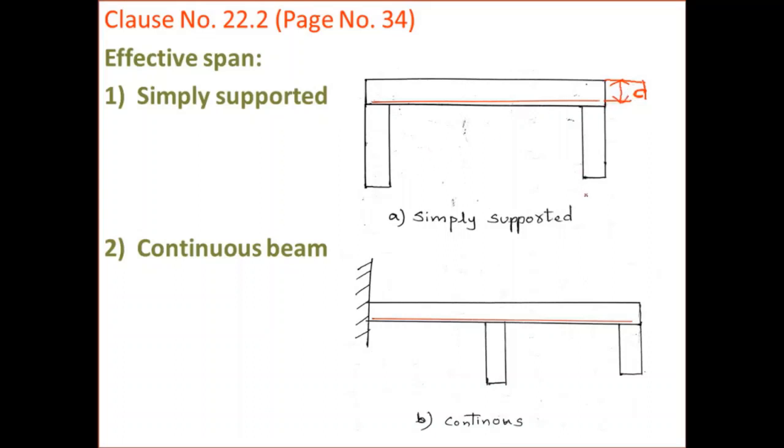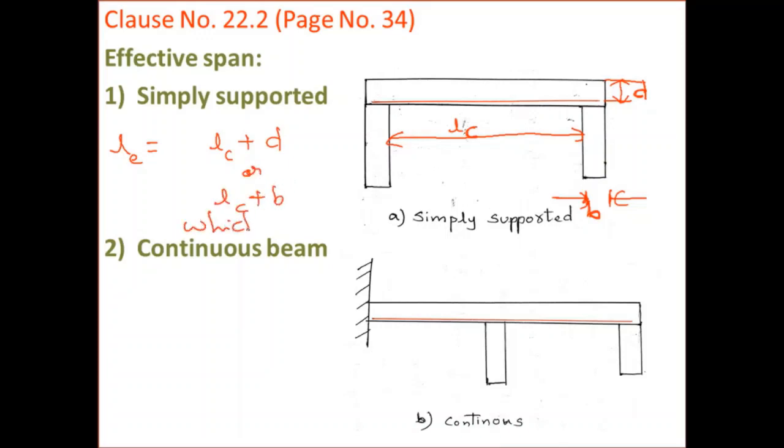And whatever the support width is there, let us say that as small b. Support width I am considering as small b and effective depth I am considering as d. And whatever this distance is, that is the LC, the clear span. Then in this case, effective span LE equals LC plus D or LC plus B, whichever is less we have to take.